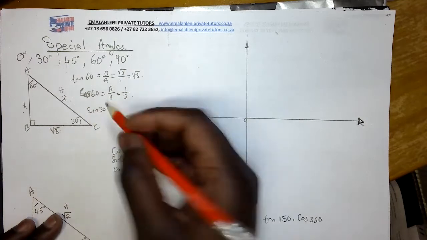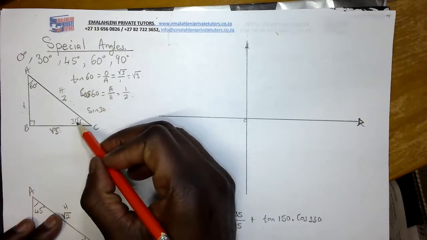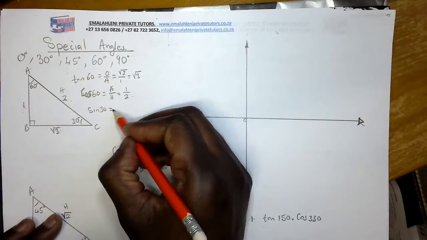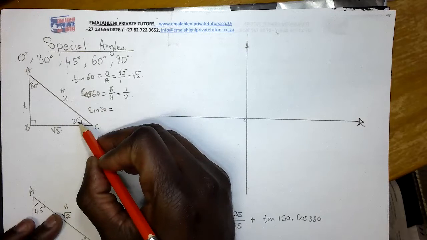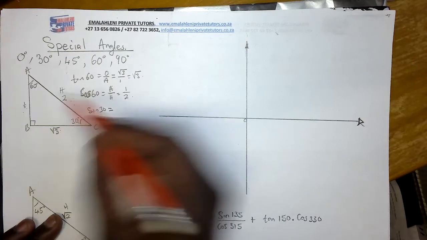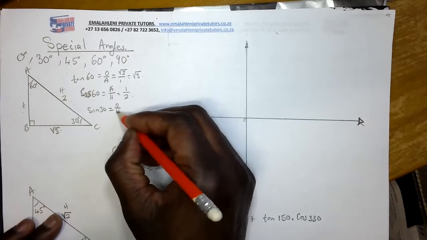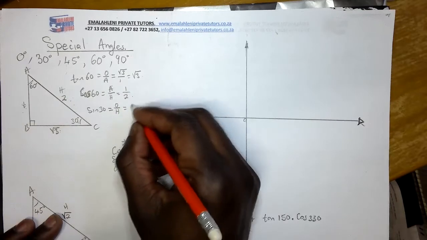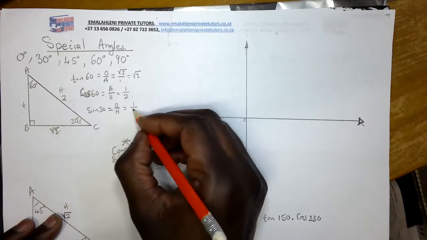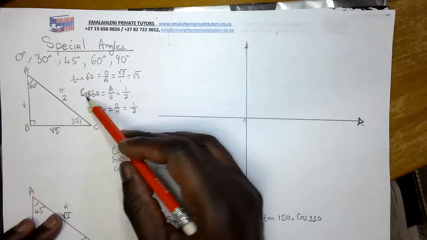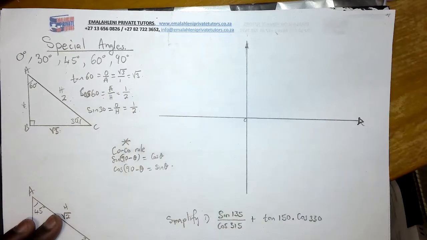Now, what about sine 30? Here we are looking at 30. What is our opposite side? It goes opposite over hypotenuse. Our opposite is 1, and our hypotenuse is 2. So you find that cos 60 and sine 30 are actually equal.